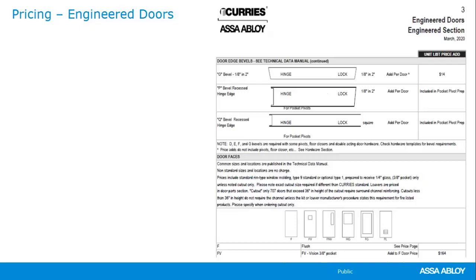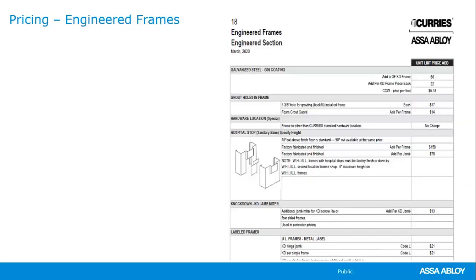The next section you'll see in the price book is what we call our engineered door section. So this is going to get into more detailed, more complicated hardware preps that you may come across. So those will be listed, and we have these sections divided by doors and frames. So you'll see just an example here on the engineered door. And then we have the section for the frames.